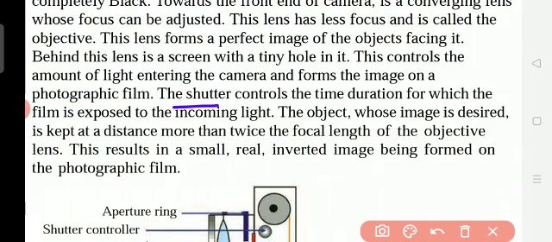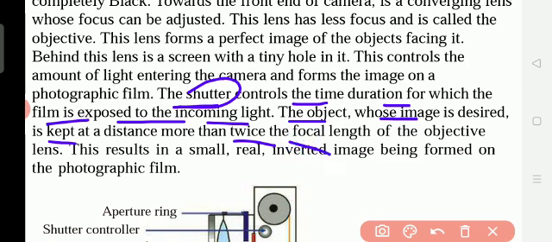The shutter controls the time duration for which the film is exposed to the incoming light. So when you switch on the camera, it is on only for some time, and after some time it is off. So who controls this one? The shutter.